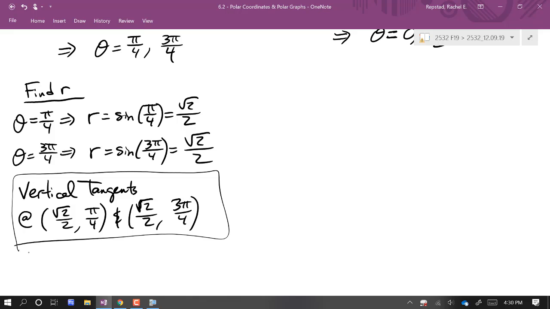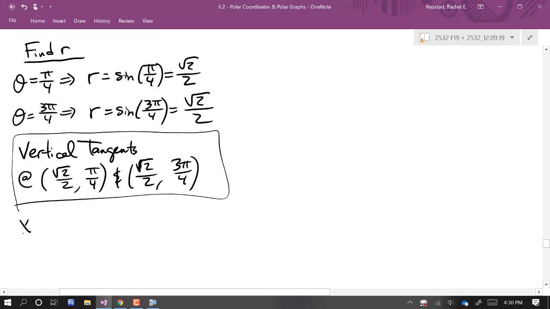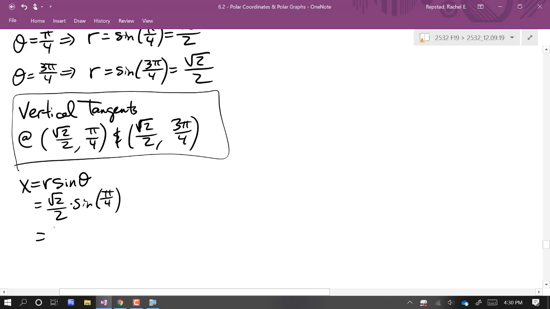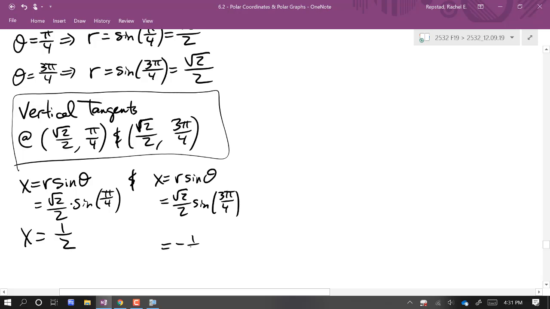And if we like, we could actually find the equation of those vertical tangent lines in rectangular form. So x equals r cosine theta. So that would be root 2 over 2 times cosine pi over 4, which is root 2 over 2 times root 2 over 2, or 1 half. And then root 2 over 2 times cosine 3 pi over 4 will give you a negative 1 half.